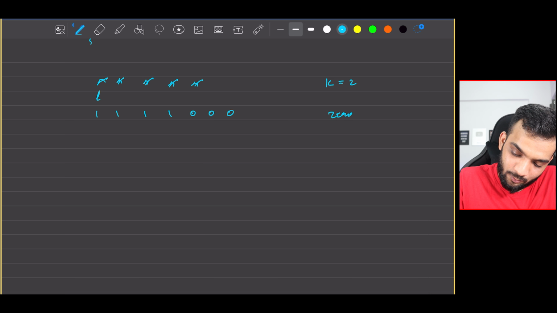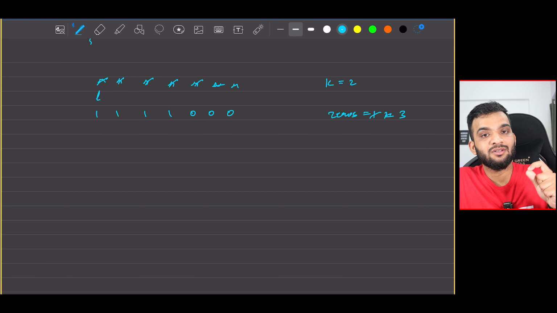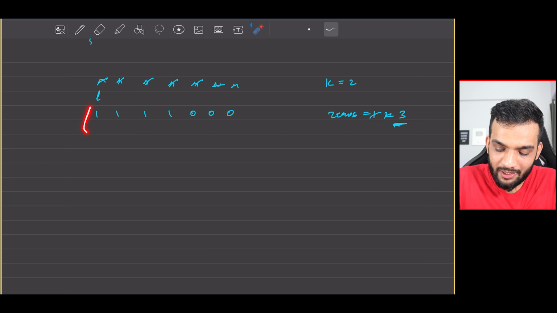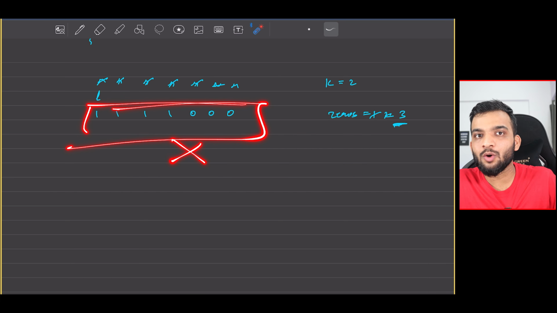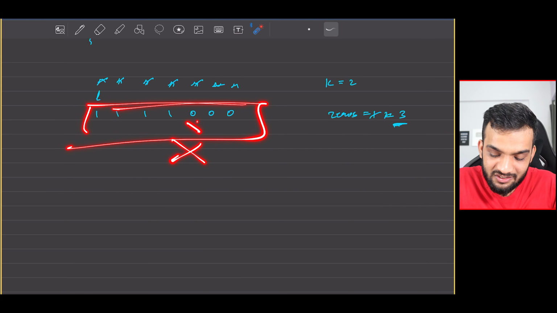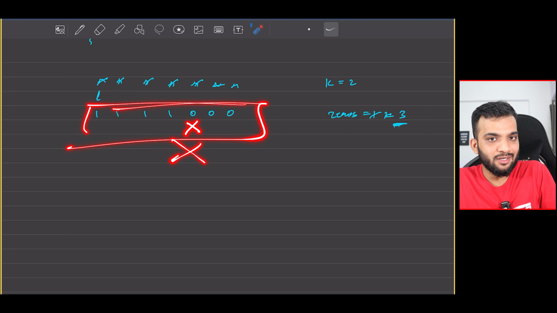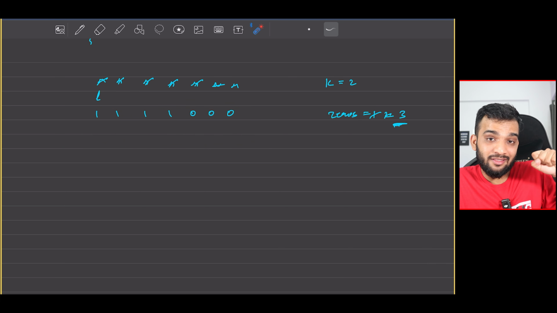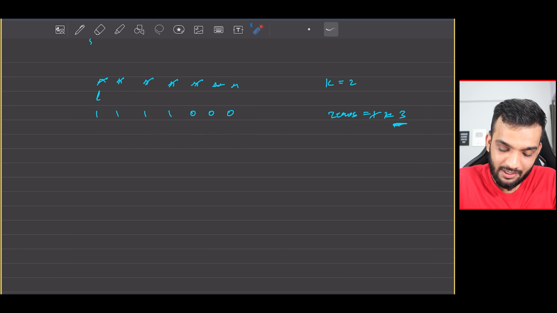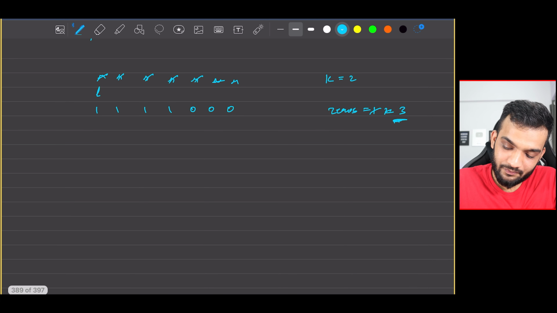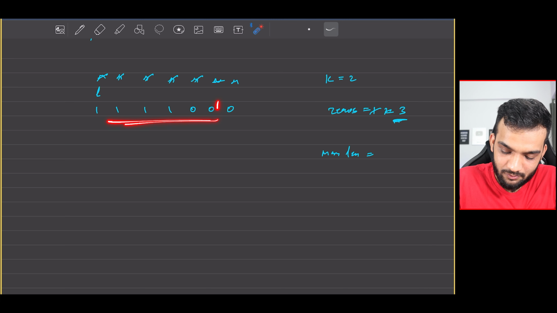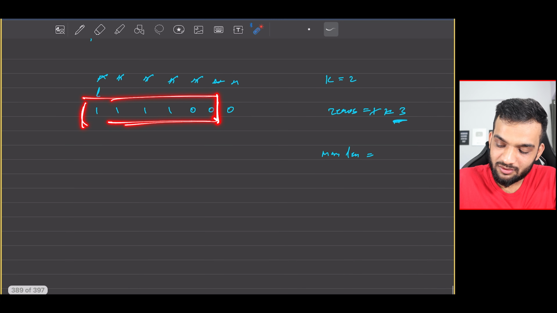The number of zeros will be 1. Then R again moves, the number of zeros will increase. The R again moves. This time the number of zeros is 3, correct? So thereby, you cannot consider this. You'll have to trim down some zeros. And this is the zero that will be trimmed, correct? But over here, in this particular algorithm, what we are doing is we are saying the max length is this much, which is 6.